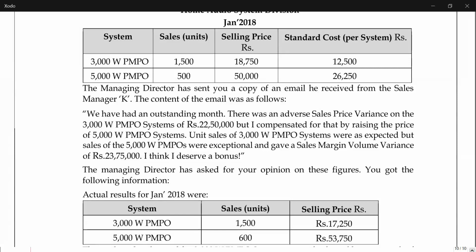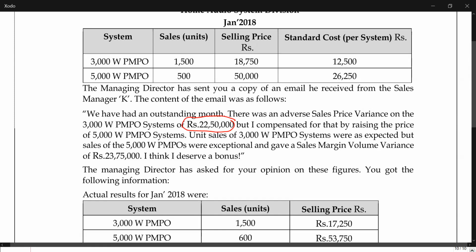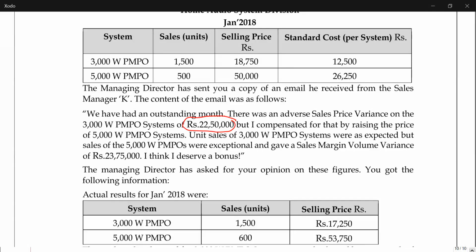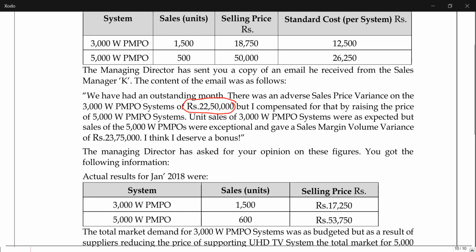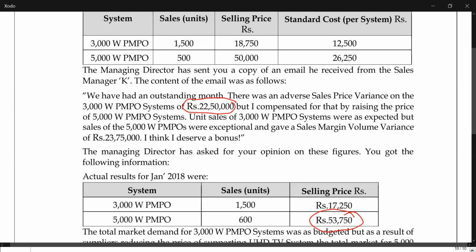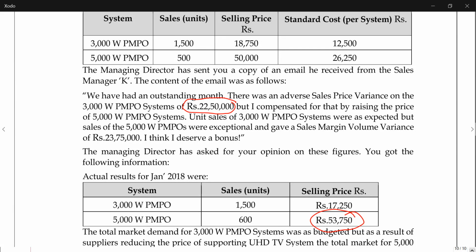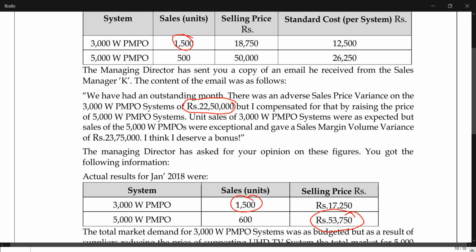How much is the fall in price? It's 1500. Fall in the price is 1500. 1500 into 1500 is how much? There was an adverse sales price variance of 22,50,000. I wanted to sell 500 units of B at 50,000. I have sold 600 units at 53,750. So there is going to be some favorable variance on this. This quantity is same, so there is no quantity variance.